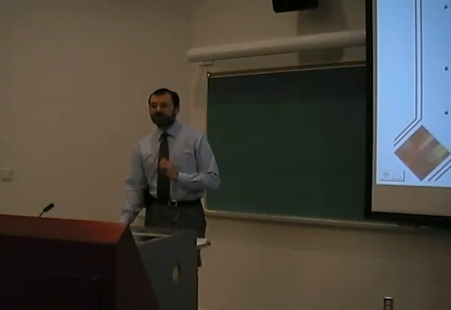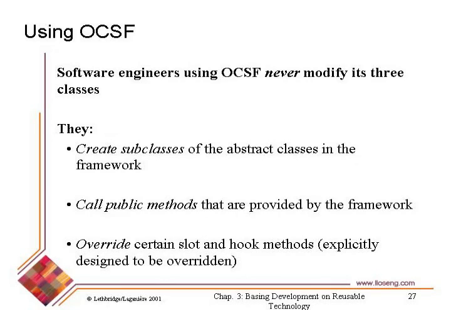Okay, so what do software engineers do? Back on slide 27. They create subclasses of the abstract classes. They call the public methods in code that's written either in those subclasses or in other classes that they create in the system. And they override hooks, if there are any hooks, and there are a few here, in order to add additional functionality that the hooks provide. Well, hooks provide no functionality, they just do nothing. And the slots are abstract, so they have to be overridden, or explicitly they have to be written. You know, that's the concept.